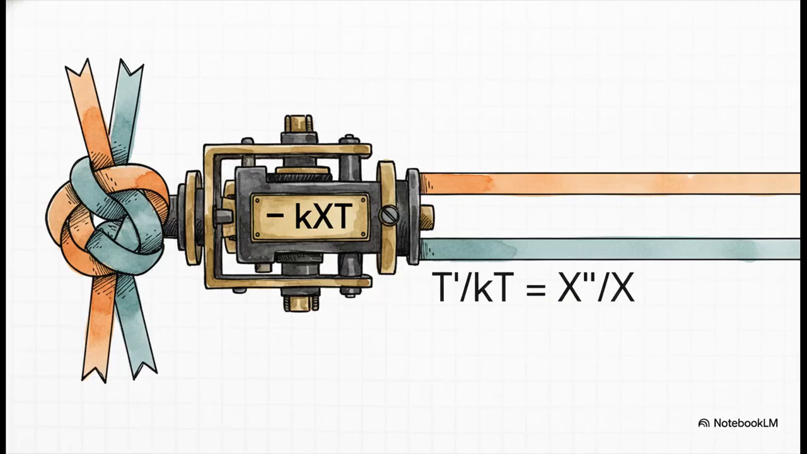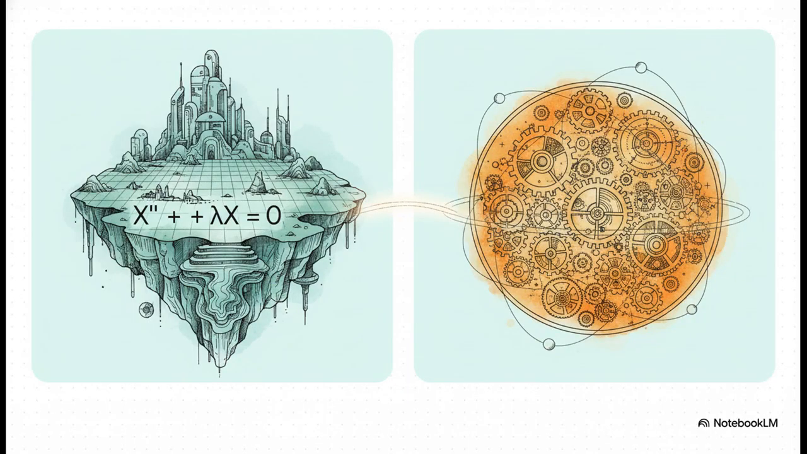And here's the magic move. We just divide the whole equation by k times X times T. And look what happens. The left side is purely a function of time, and the right side is purely a function of space. We did it! We successfully untangled them. Now, since both sides have to equal that constant, which we'll call negative lambda, we can split that one equation into these two. And what are these? These are ordinary differential equations, or ODEs.